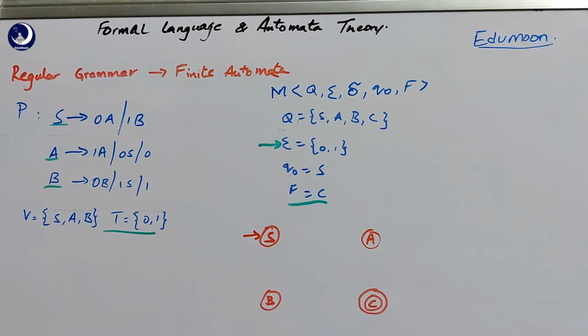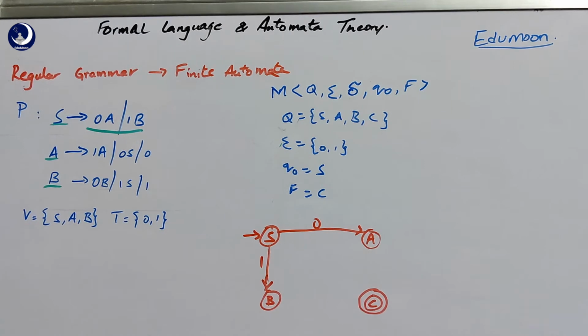Now reading the first production rule in the given grammar, S goes to 0A or 1B, that indicates S on 0 goes to the state A. So we can give a transition for S on 0 to A, and S on 1 goes directly to B. So we give the transition in the diagram as S on 1 goes to B. Those are the two production rules we have for the variable S in the given grammar.